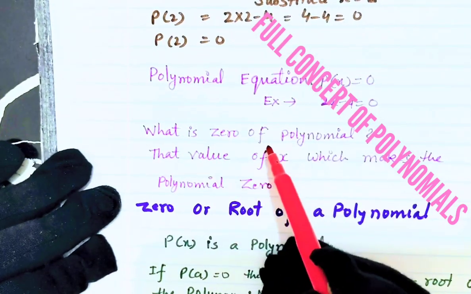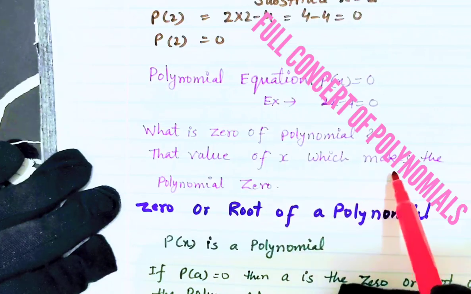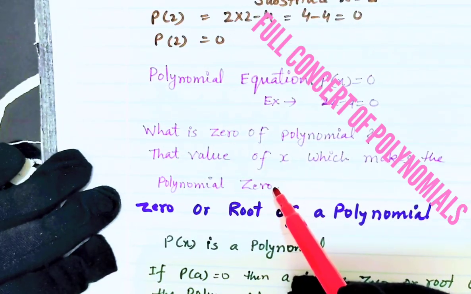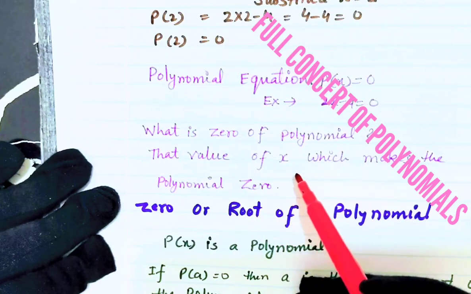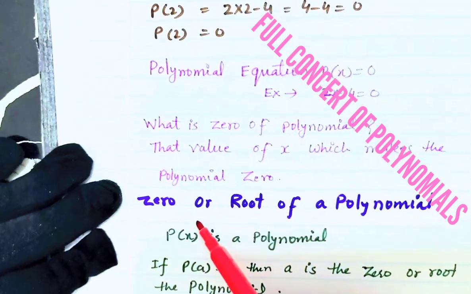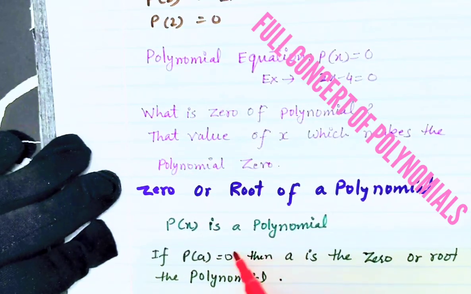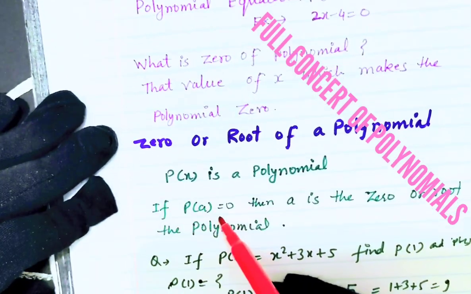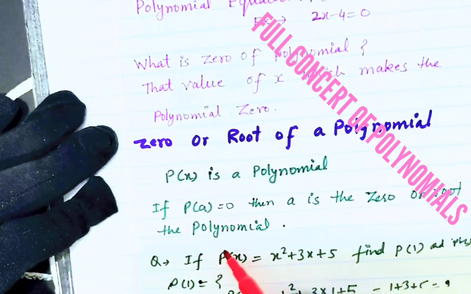Guys, what is the zero of the polynomial? The zero of the polynomial is the value of x which makes the polynomial 0. This is the best definition of the zero of the polynomial: the value of x which makes the polynomial 0. Now guys, we see zeros or roots of the polynomial. If P(x) is a polynomial and P(a) equal to 0, then a is the zero or root of the polynomial.